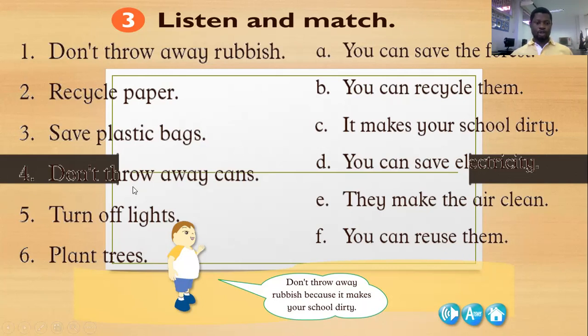4. Don't throw away cans. You can recycle them. Turn off lights. You can save electricity. Plant trees. They make the air clean. Okay, so that is it for this listening activity.